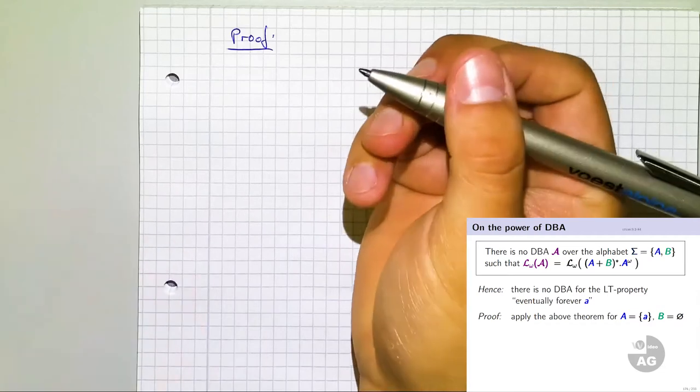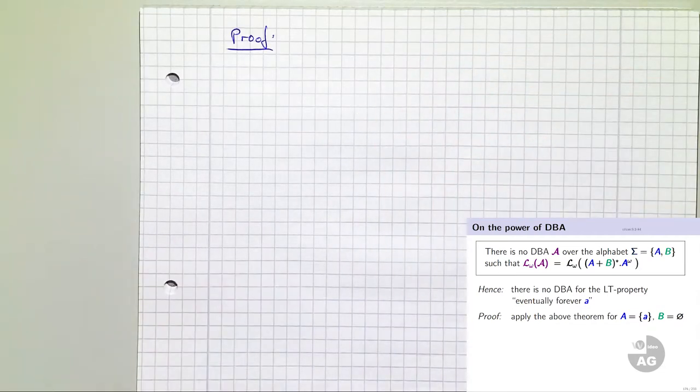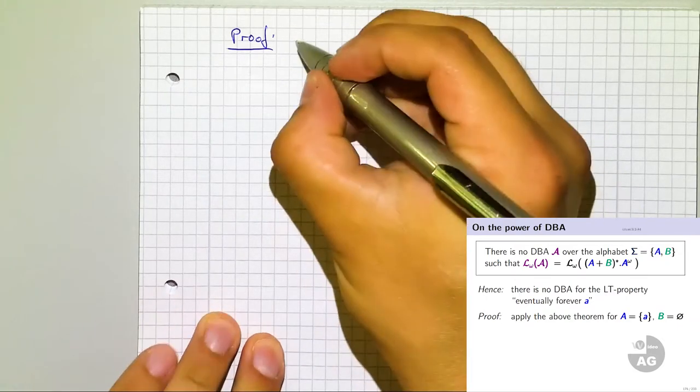Proof. A straightforward direction that we are going to follow is we assume that there is a DBA that does exactly what is stated here, that it's not possible. And then I'm going to show you it cannot be the right DBA that you started with.